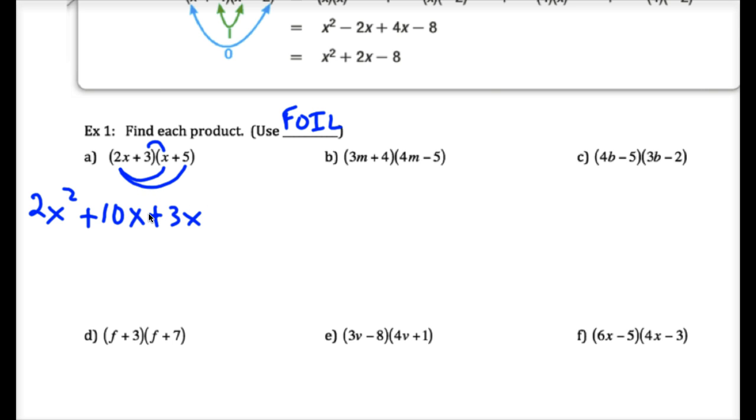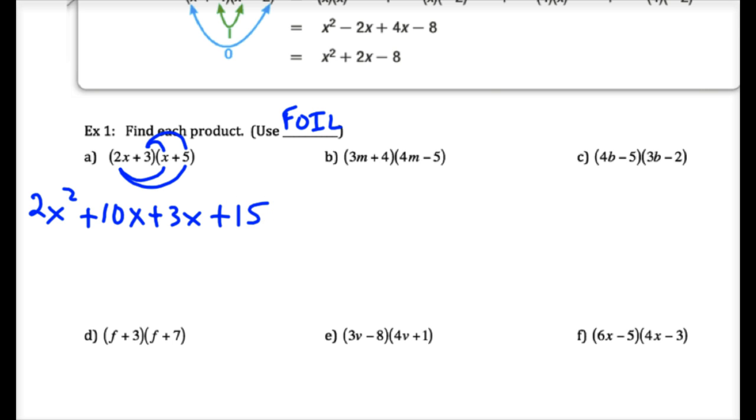The last are just the last pieces of each binomial. So it's 3 and 5. Multiply them together. Give me a sign. Plus 15.